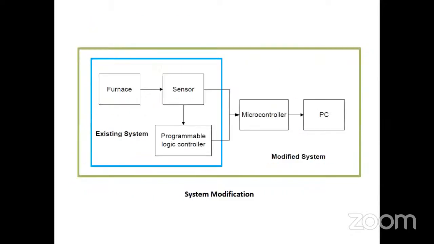So this was the block diagram of that system modification. The existing system had a furnace to which the sensor was connected. The sensor, as I told you, was the thermocouple, and through this thermocouple a programmable logic controller, that is PLC, was connected. What we did was introduce a microcontroller connected to the sensor and PLC, and we transferred this microcontroller data to a PC.